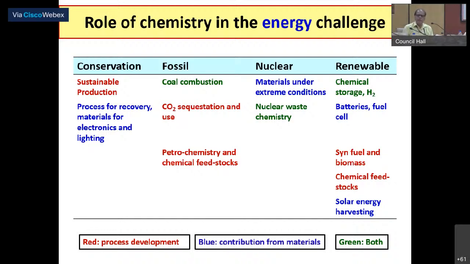One has to make efficient electronics and lighting materials. One has to develop protocols for CO2 sequestration, petrochemistry, chemistry, feedstock, etc. Likewise, in nuclear, of course, we are developing materials to be used under extreme conditions. Nuclear-based chemistry, a lot of work has been done. A lot more is waiting for you to do.